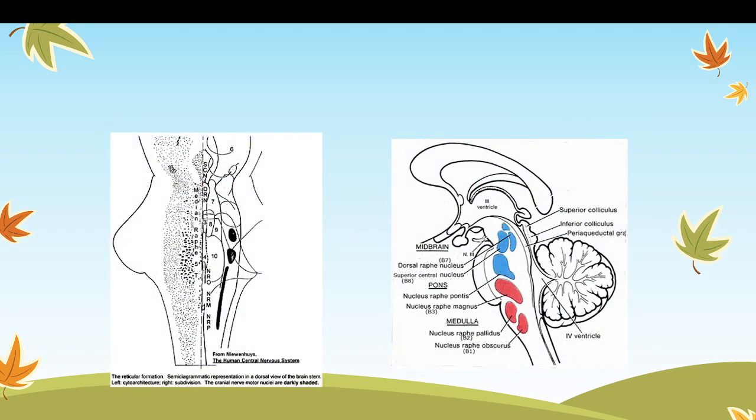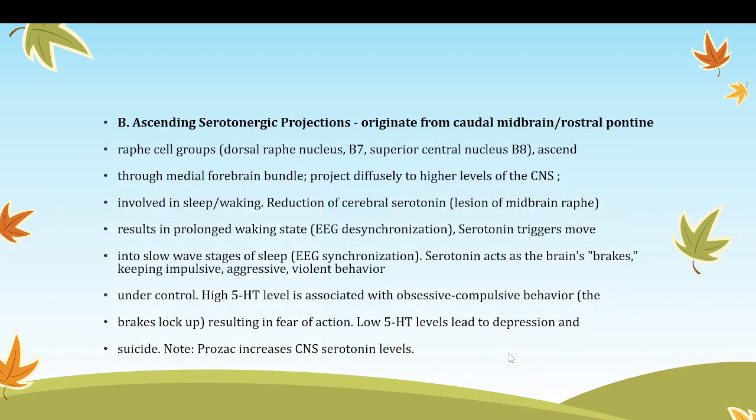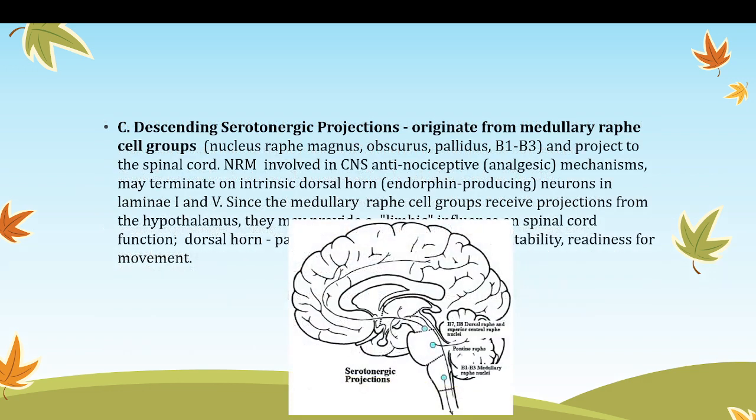So you can see in this diagram the structure of the pons and the medulla. The brainstem: we have the midbrain, the pons and medulla. Ascending serotonergic projections originate from the caudal midbrain and the rostral pontine centers. You can see here the serotonergic projections. This is the midbrain.